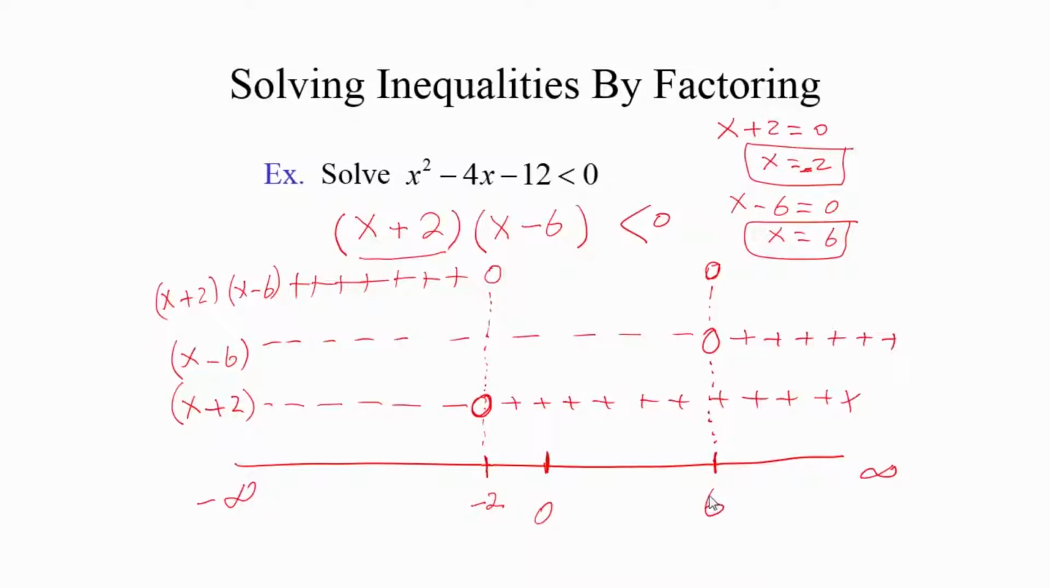Between minus 2 and 6, x plus 2 would be positive, x minus 6 would be negative. Positive times negative is what? Negative. Now above 6, x plus 2 is positive, x minus 6 is also positive. So what do you get? You get positive all around. So now you identify where this product would be positive and where it would be negative. However, we want the product of these two to be negative, less than 0. Where would it be negative?